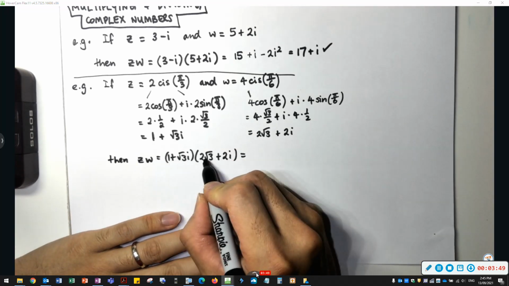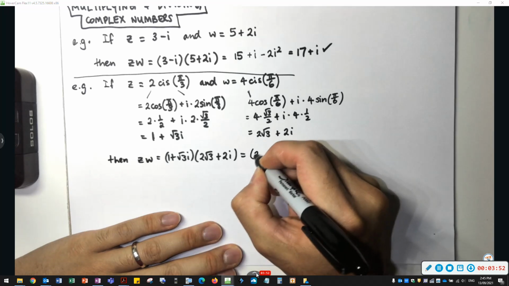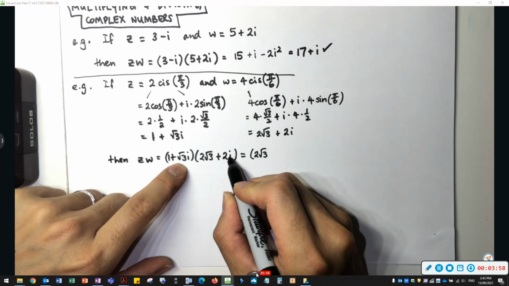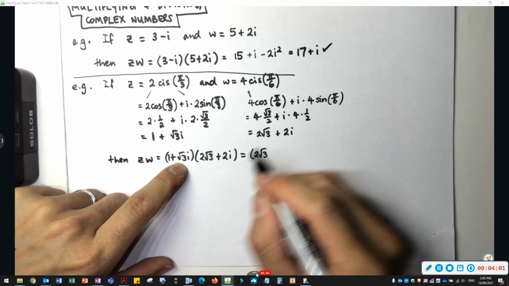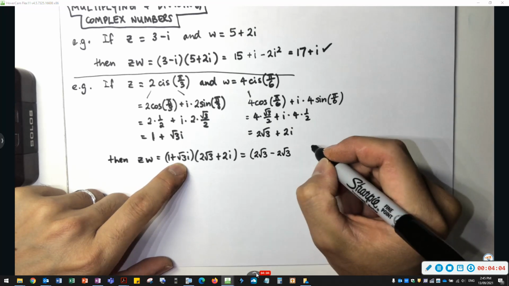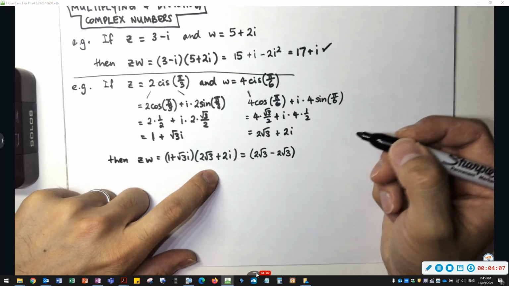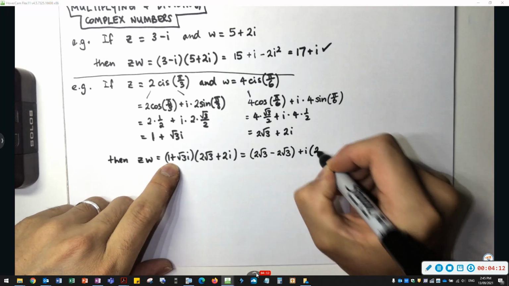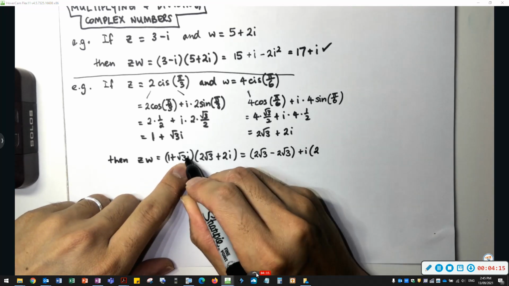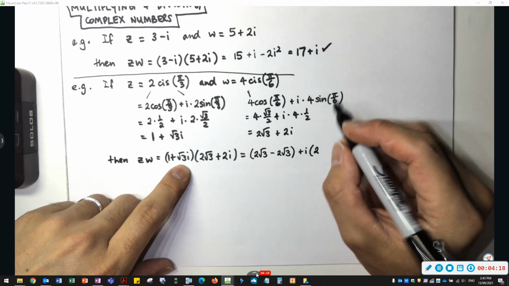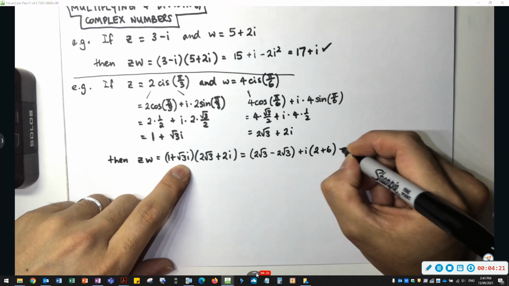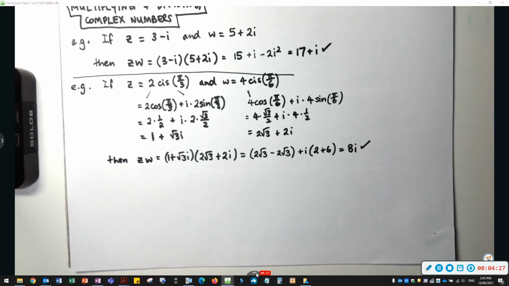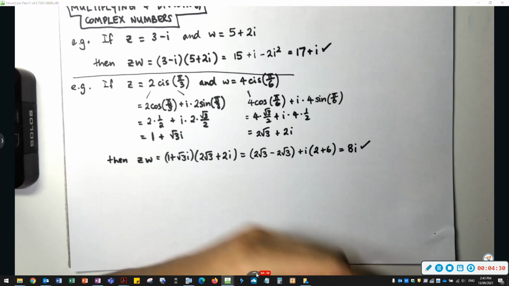So 1 times 2 root 3, this is the real part, so you got 2 root 3, and then this will be 2 root 3, but subtracting because you've got i squared, so you've got minus 2 root 3. This is interesting, there's no real part. Imaginary part, I've got 2 and 2 times root 3 times root 3, which is 2 times 3, which is 6. So the final answer is just 8i. Now, that was unexpected. That's not always the case. This is just a coincidence.